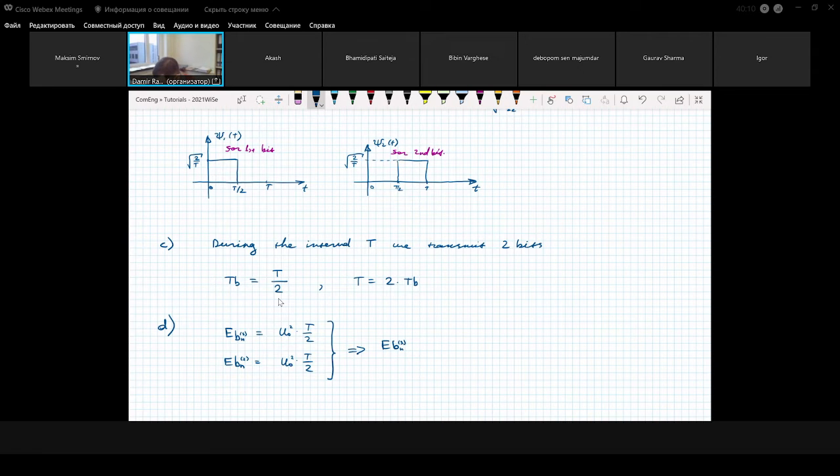E_P,n superscript 1 equals E_P,n superscript 2, they are equal, and it simply means that the average energy per bit will be U0 squared times capital T over 2. This is based on the fact that for both intervals you have the same amplitude, and the intervals are the same. If that wouldn't be the case, then you can just calculate the average of this quantity.